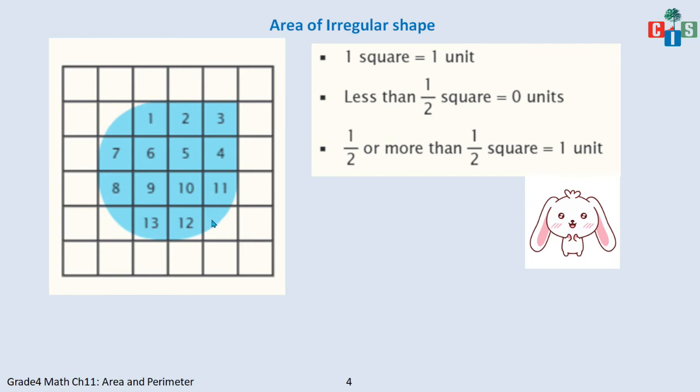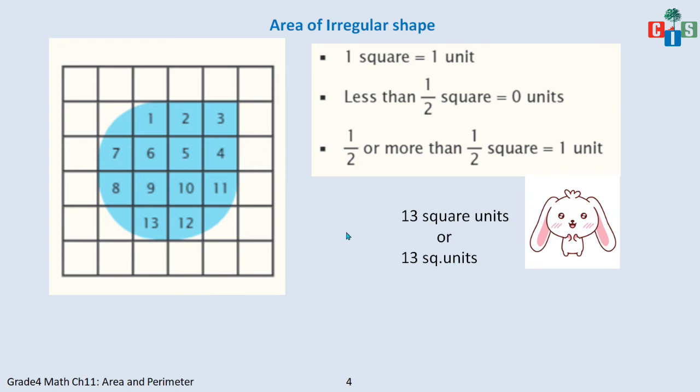Now see kids, this area is less than half, so I am not counting this. This area is also less than half. When you have a cross line like this, you will come to know this is less than half, this is also less than half. So these three parts we are not counting. So we can say that the area of this irregular shape is 13 square unit. Okay, either of the ways you can write it.